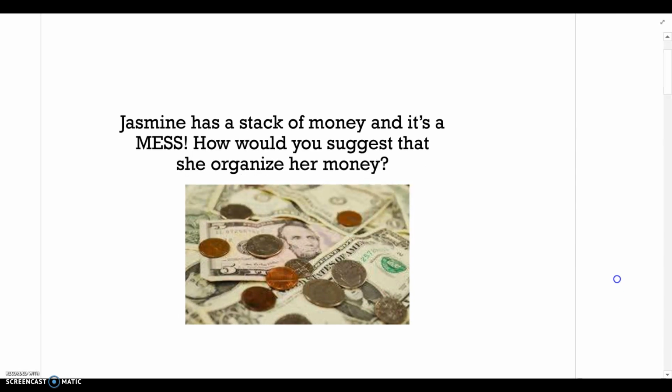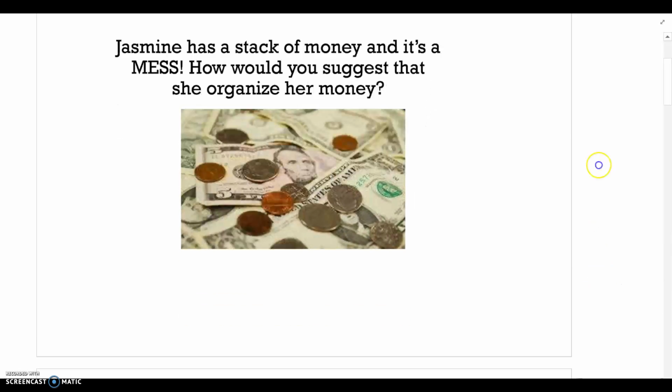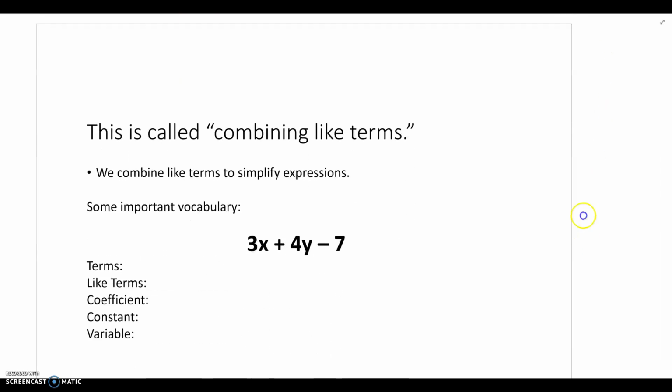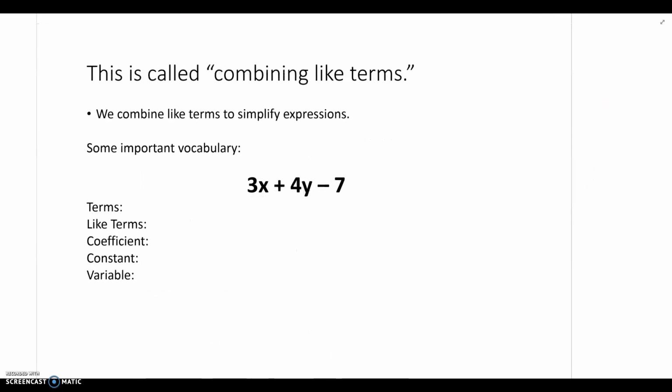Today we're going to learn how to add like terms. The first thing we're going to do is learn some vocabulary.